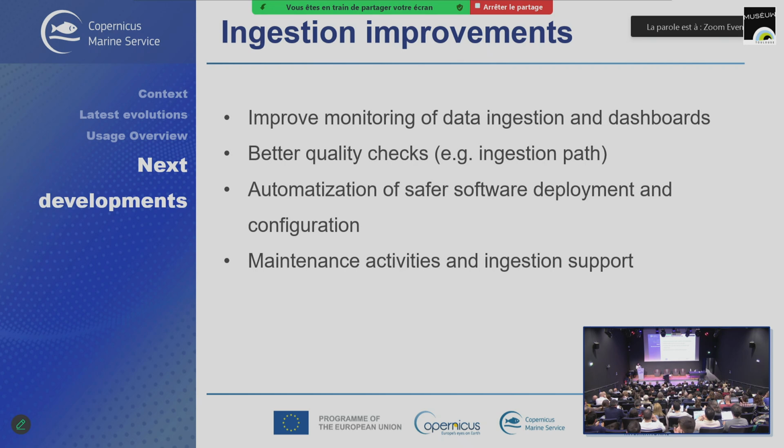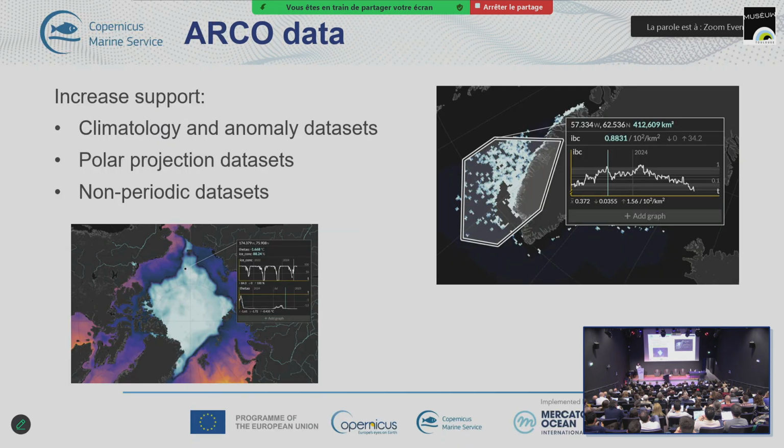We'll also apply some automation of safer software deployment and configuration, and of course, we'll keep maintaining the activities and supporting the ingestion in case it's needed, especially for the November release, and the June release as well, which we know can be very stressful and very big. What we expect for ARCO data: of course, we now support 94%. It's not 100%. We want to increase the support.